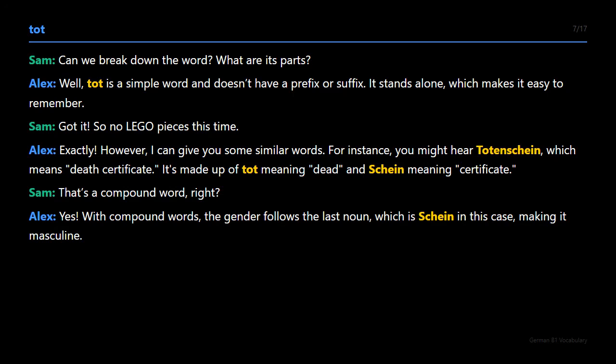Exactly. However, I can give you some similar words. For instance, you might hear Totenschein, which means death certificate. It's made up of tot, meaning dead, and Schein, meaning certificate. That's a compound word, right? Yes. With compound words, the gender follows the last noun, which is Schein in this case, making it masculine.